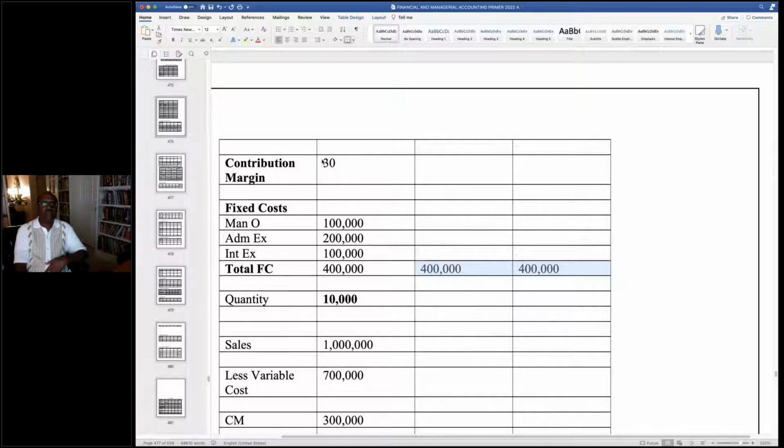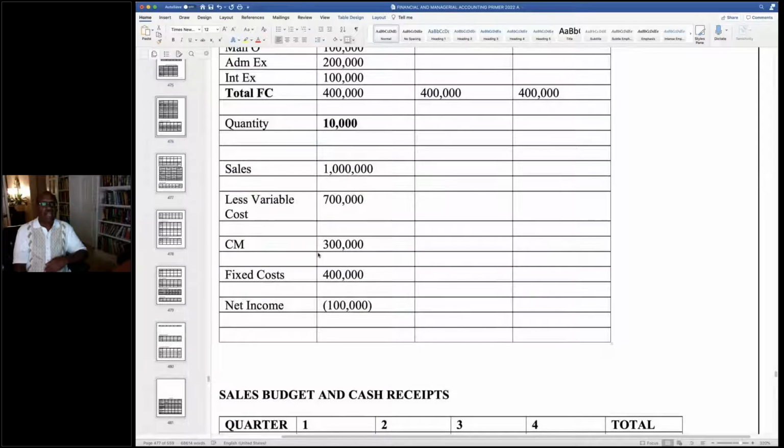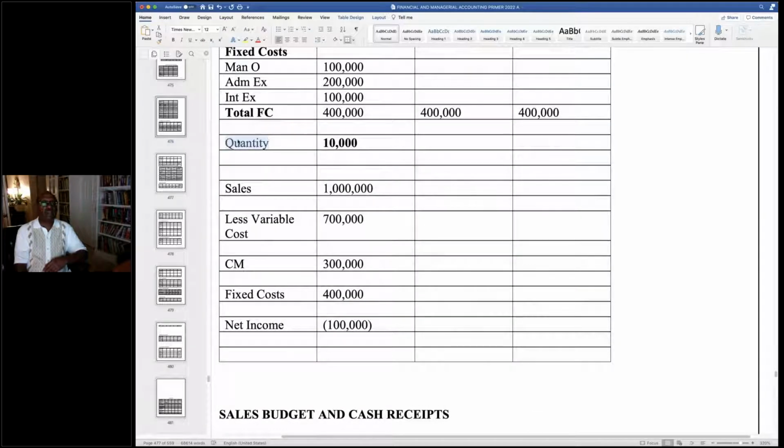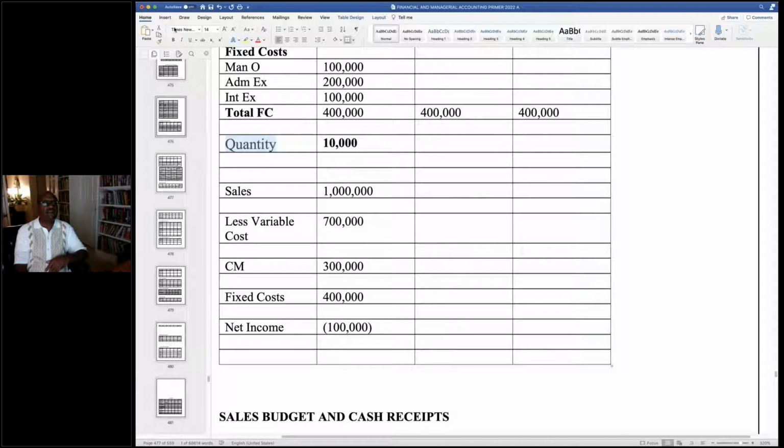Okay. Your contribution margin is gonna be the same. You're trying to get this quantity number. You just gotta use the right formula. Okay, because at the bottom, this contribution says 300,000, but if you scroll up, it says 30. Only the contribution margin has to be on a unit basis.